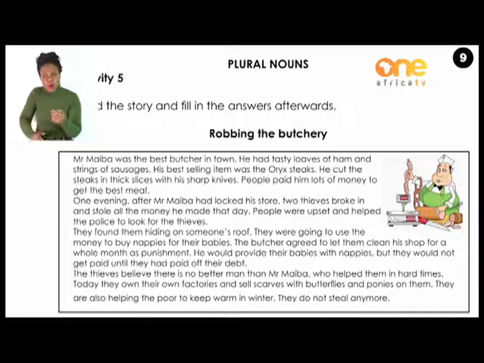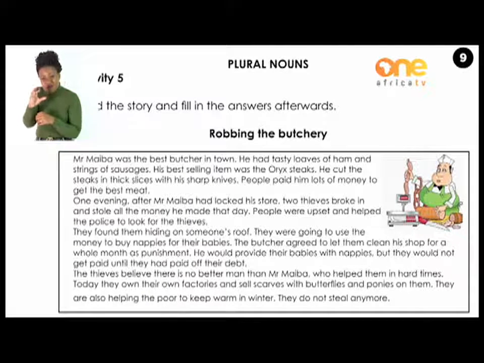One evening, after Mr. Mayber had locked his store, two thieves broke in and stole all the money he made that day. People were upset and helped the police to look for the thieves. They found them hiding on someone's roof. They were going to use the money to buy nappies for their babies. The butcher agreed to let them clean his shop for a whole month as punishment.